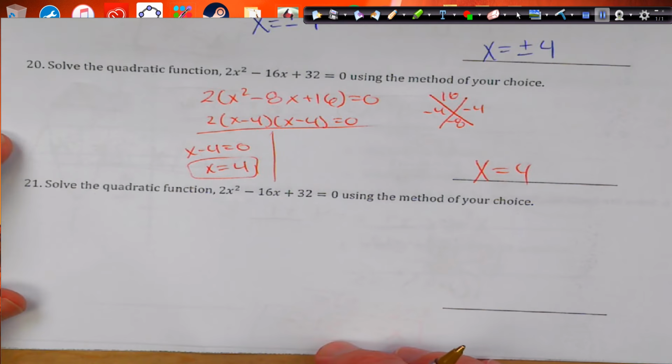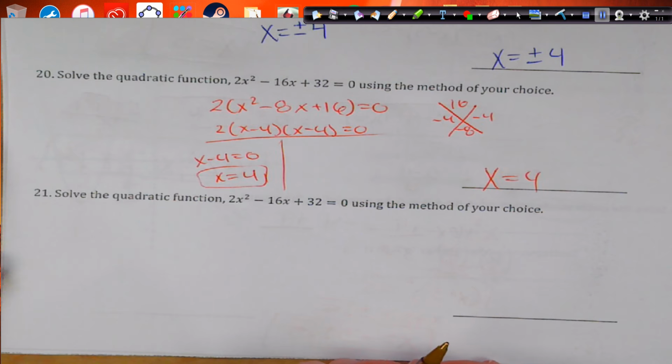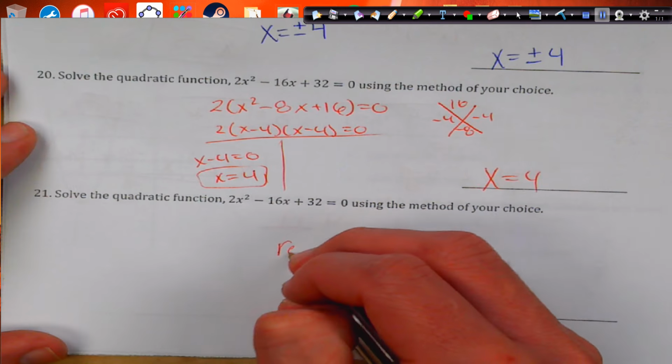And solve the quadratic function using the method of your choice. Now I might be going crazy, but I believe that's the exact same problem, so that's a repeat.